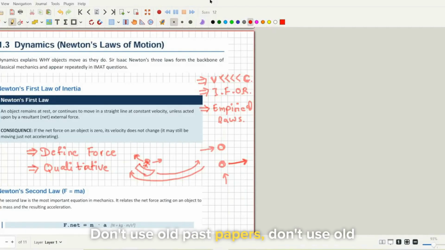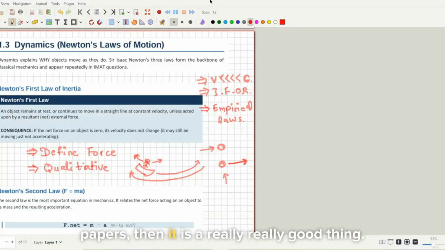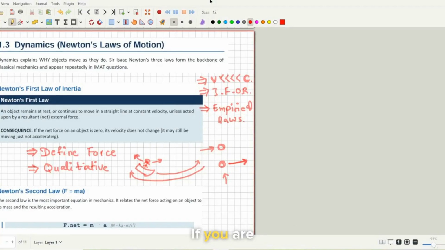Don't use old past papers, don't use old practice material like Ultimate IMAT Guide or BMAT past papers. They are not relevant to your IMAT exam anymore. No doubt they have the same syllabus, you can still practice them if you want to clear your concepts, but they are not relevant to your IMAT. The reason is because the IMAT pattern has changed. The syllabus is the same, but the pattern has changed. If you want to solve BMAT or old IMAT past papers, then it is a really good thing, but you need to solve the relevant and exact pattern that is going on right now first.